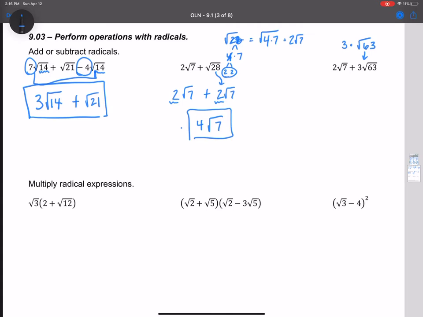All right, 63 we need to break down. 63 is 9 times 7. Square root of 9 times the square root of 7, which is 3 square root 7. So your problem is 2 square root 7, and then you have 3 times what we just figured out to be 3 square root 7. So this is 2 square root 7 plus 9 square root 7, because those are both outside the square root. They can combine together, which is 11 square root 7. And that's your final answer.